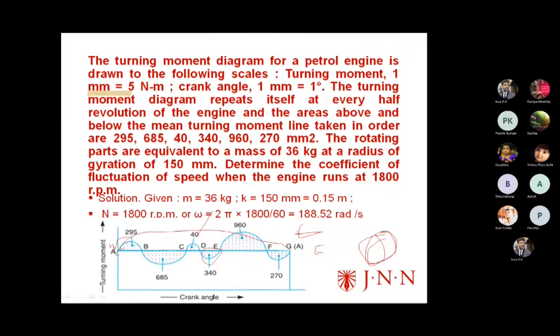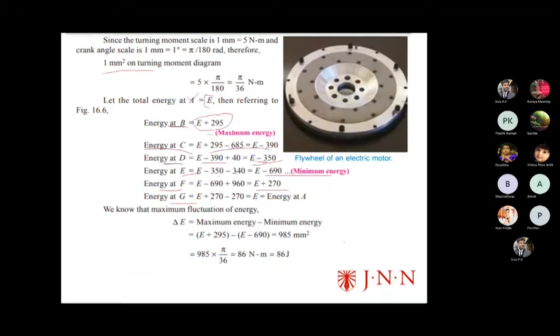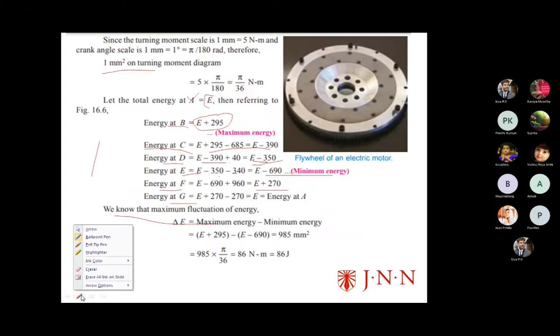So now how can we write the G point? G equal to E plus 295 minus 685 plus 40 minus 340 plus 960 minus 270. Simplify, and you will get just the E value. After this calculation, we will find the maximum fluctuation of energy.